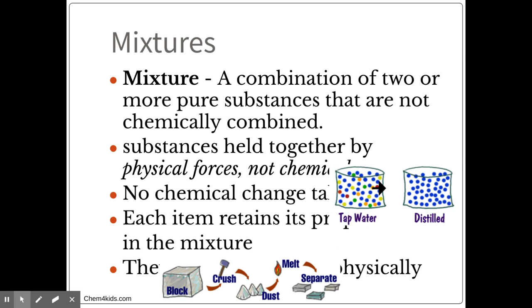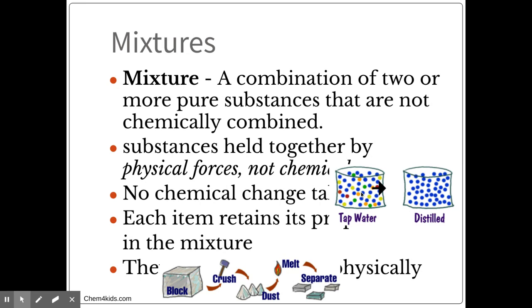Moving on, the first substance that is not a pure substance is called a mixture. This is a combination of two or more pure substances. So it could be elements or compounds that are not chemically combined. They're simply mixed together, hence the term mixture. Substances that are held together by physical forces and not chemical. So only physical forces holding them together.